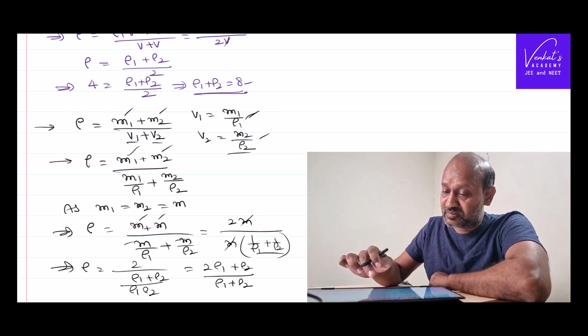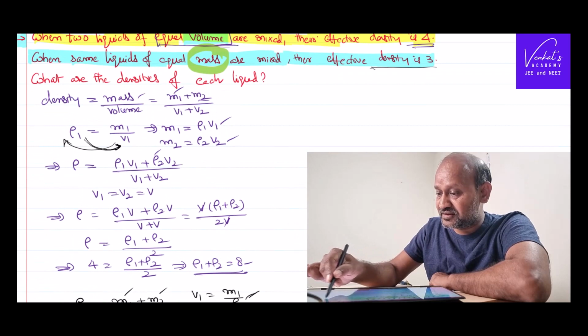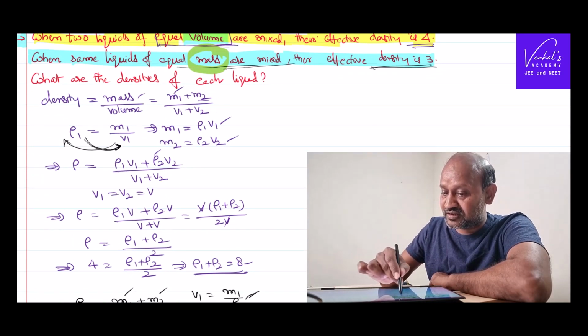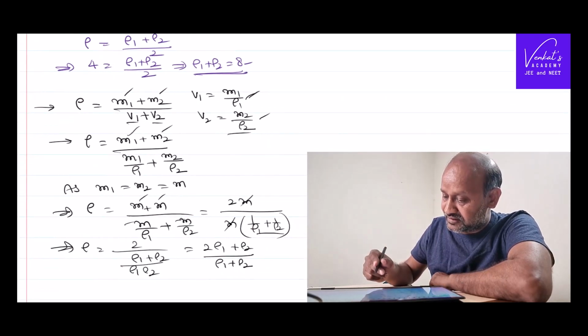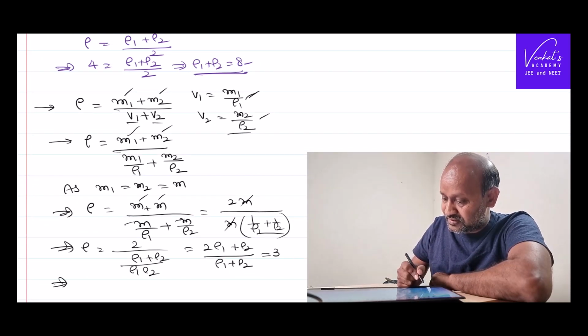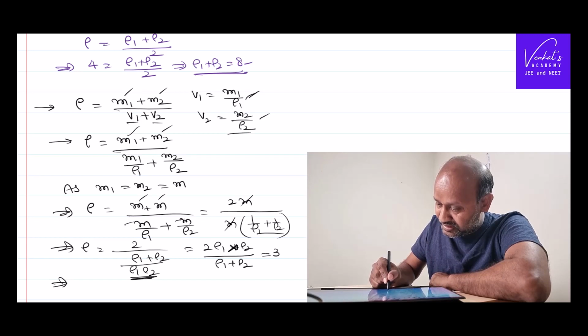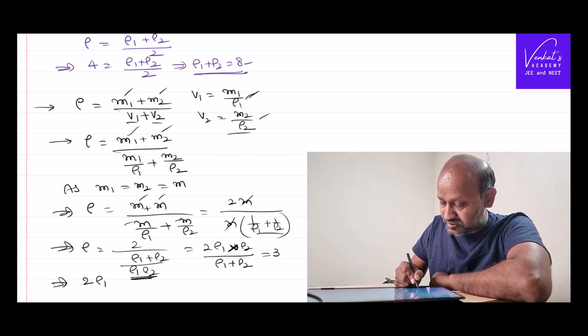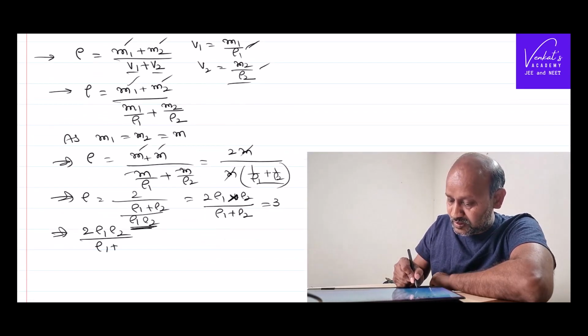So now let's go to the problem again. See what the problem is. Yeah, it was said their effective density is 3 when they are of equal masses. So he's saying this entire value is equal to 3. Yeah, I have written it in reverse here, so this is not correct. 2 rho 1 rho 2 will come in the numerator, so rho 1 into rho 2. So 2 rho 1 rho 2 by rho 1 plus rho 2 is given as 3.